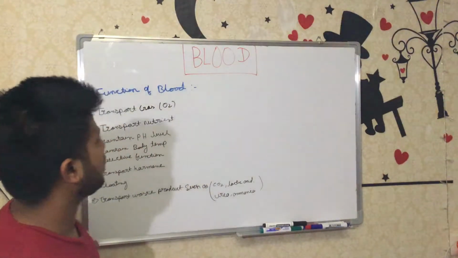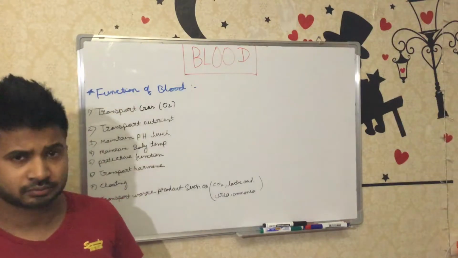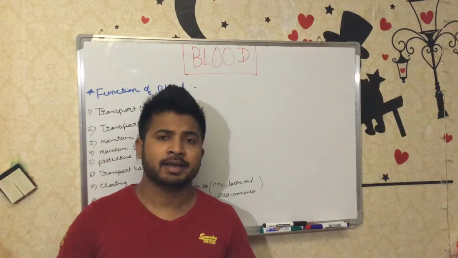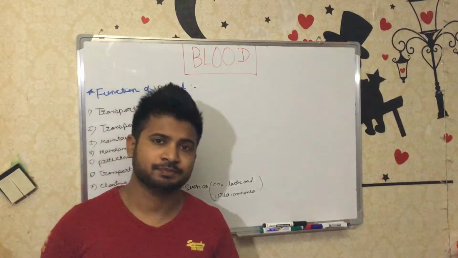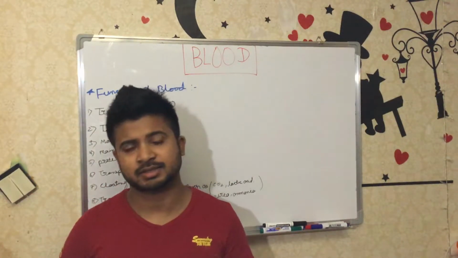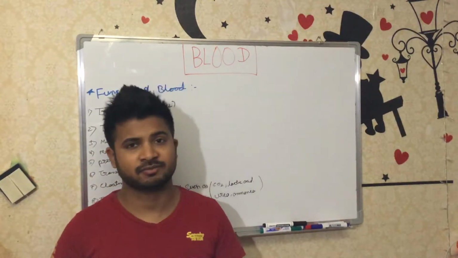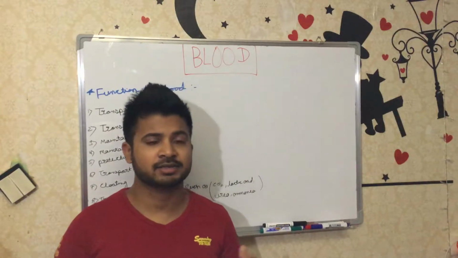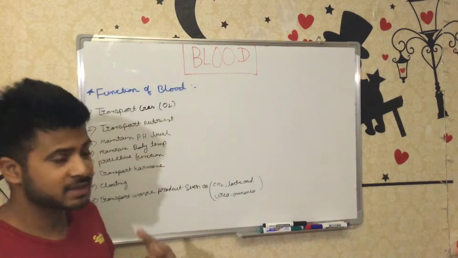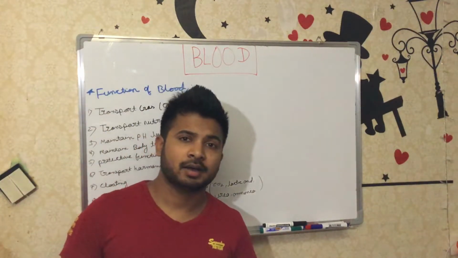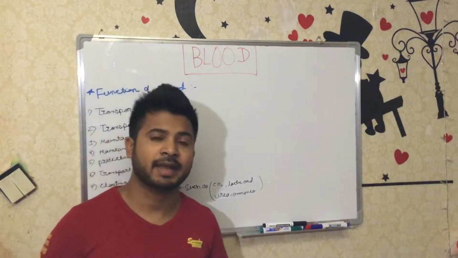So first of all, today we'll discuss the introduction of the blood and the components of the blood. As you know, blood is synthesized from the red bone marrow and secreted into the blood circulation. The red bone marrow has stem cells, and the stem cells divide into different types of cells, and those cells synthesize the different components of the blood. So we will discuss the synthesis of the blood separately. Today we'll discuss the introduction of the blood and its components.